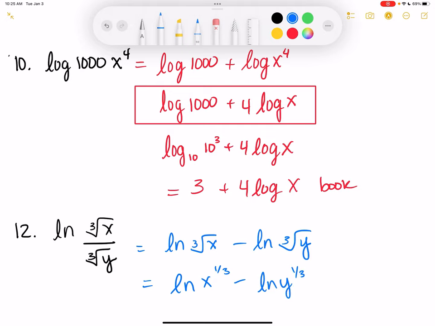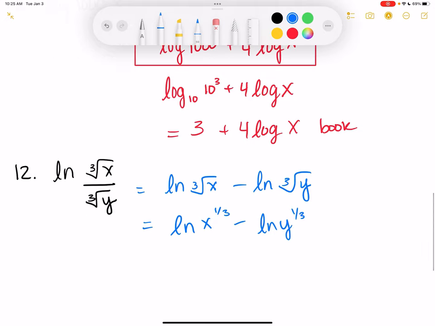Now what? You have to move the power out, put it up front. So 1/3 ln of x minus 1/3 ln of y. And do you see anything else that we can do? Can you cancel out the 1/3? I can't cancel them.